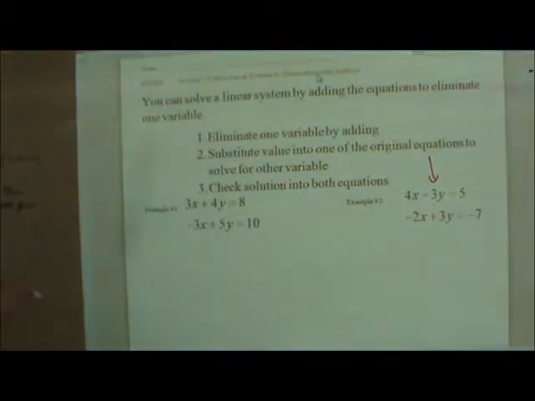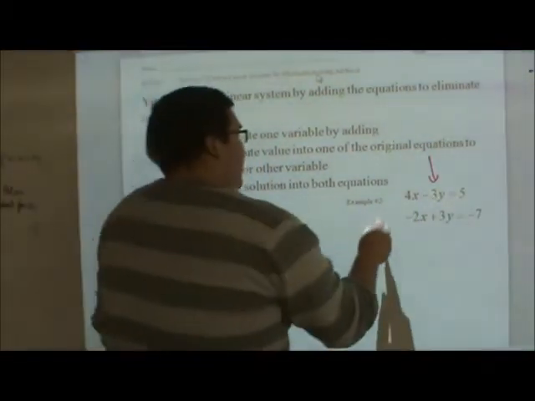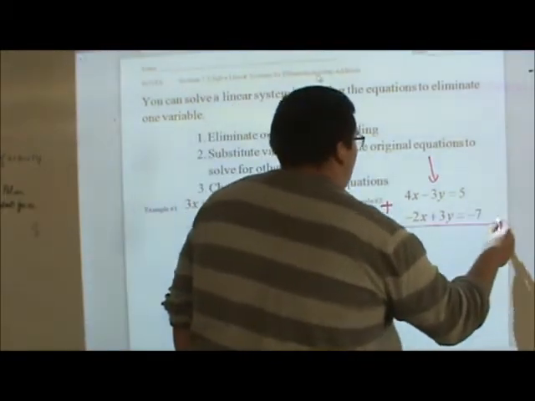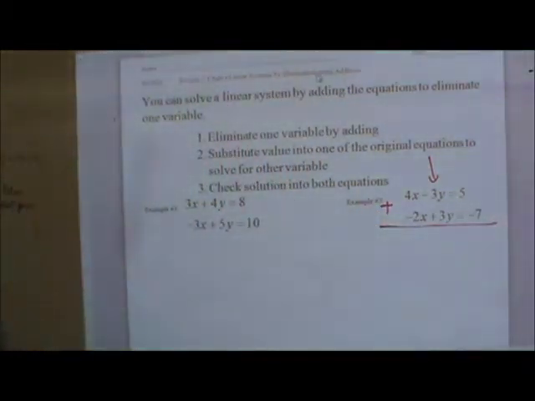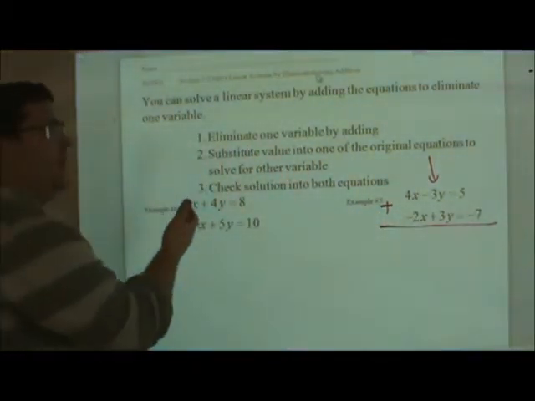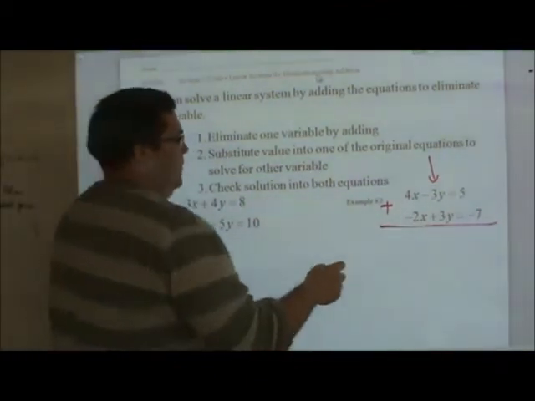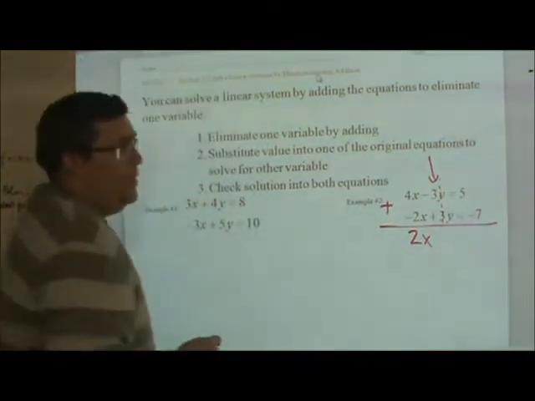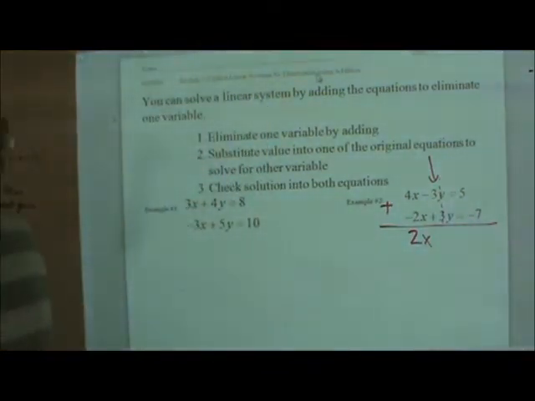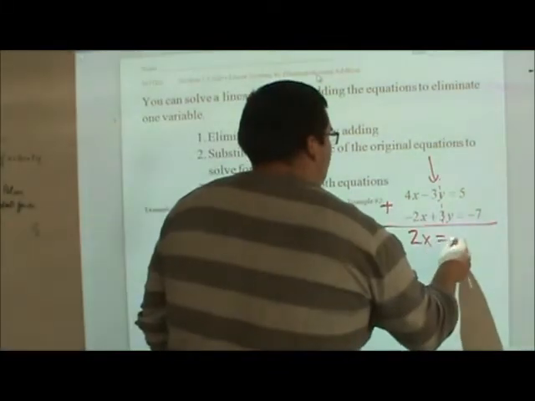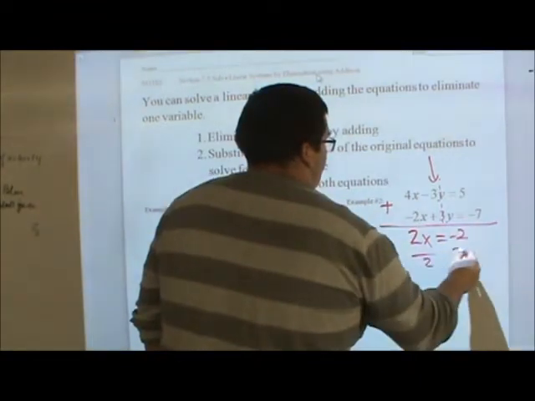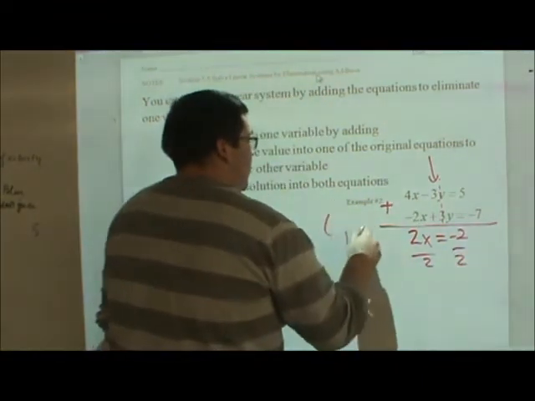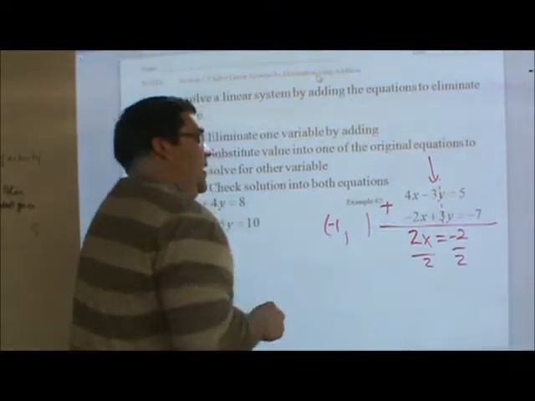We start off the same way. Put our addition sign, our bar underneath, and we're going to add vertically. 4x plus negative 2x, 2x. The y is eliminated. And 5 plus negative 7, negative 2. Divide. And x equals negative 1.